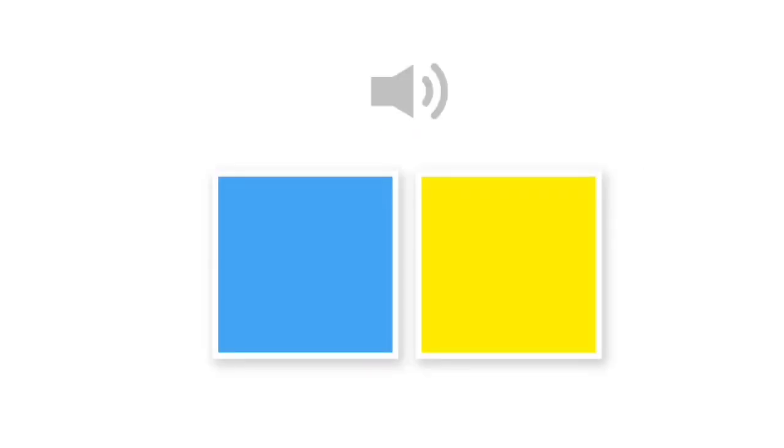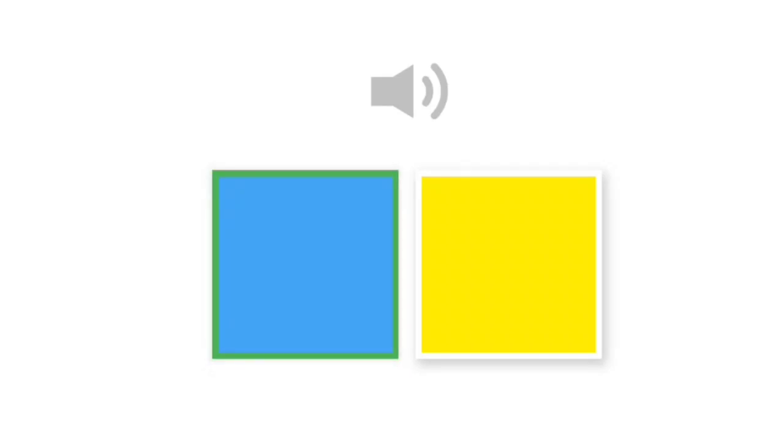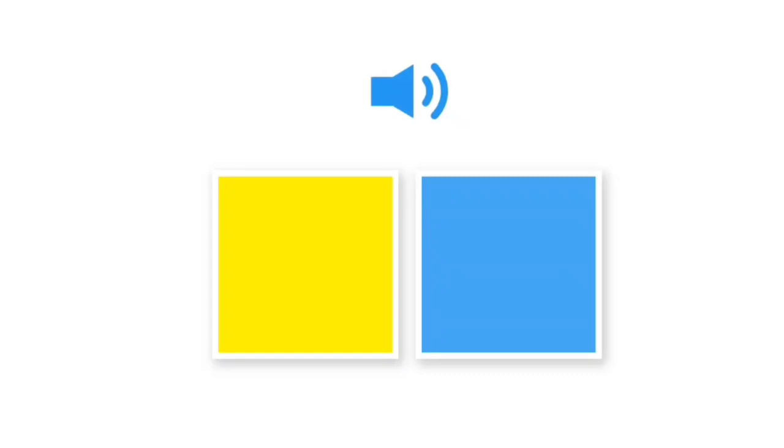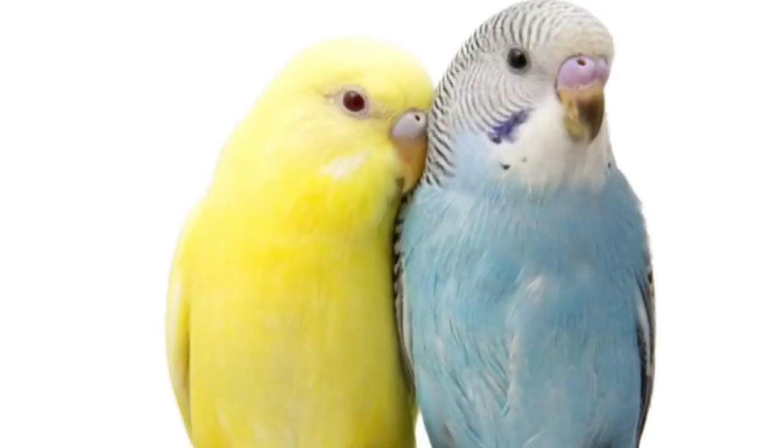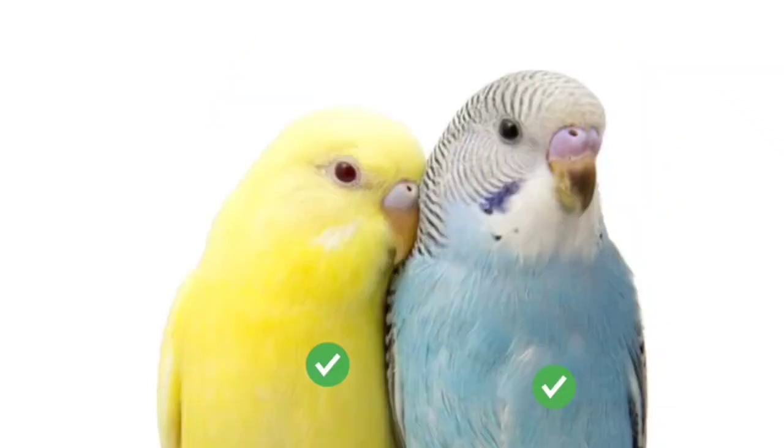Dear students, which is blue color? This is blue. Now which is yellow color? This is yellow. Which bird is blue? This bird is blue. And which bird is yellow? This bird is yellow.